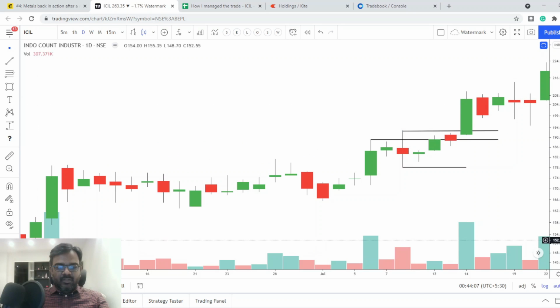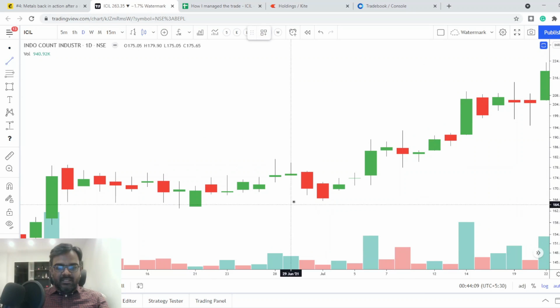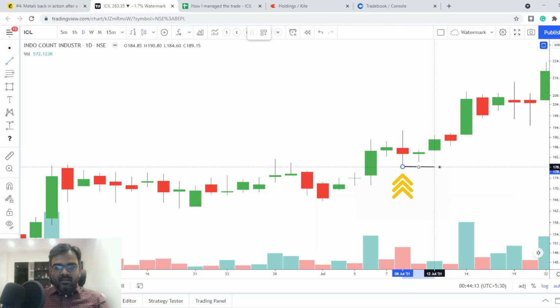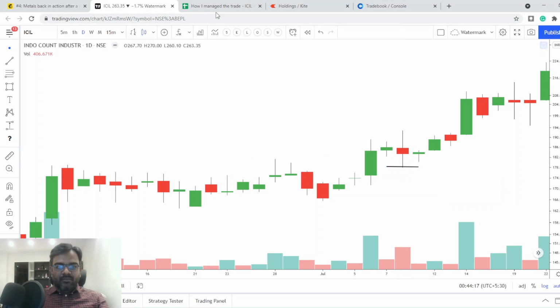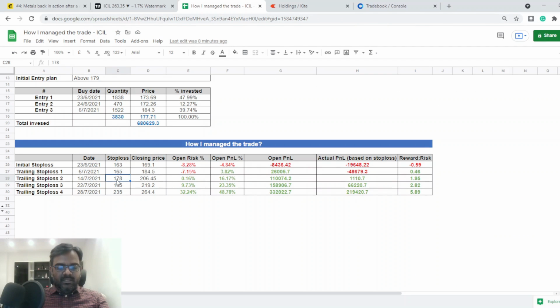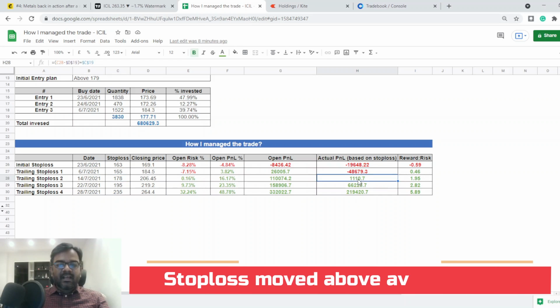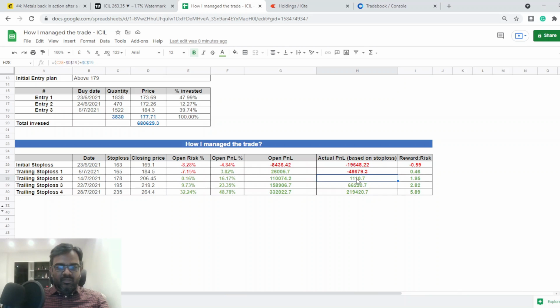So now I'm moving my stop from 165. From here I'm moving my stop to this point, which is 178. So this low is 178, right? So if you see here, now my stop loss has moved to 178, and now I have no loss in this trade. Even if my stop loss hits, my capital is safe, and I'm very happy because I don't have to lose any more money.